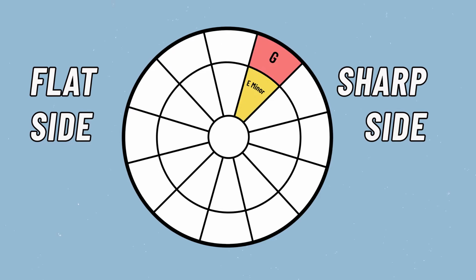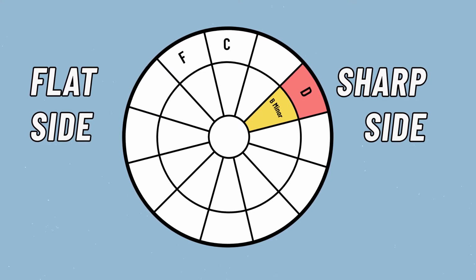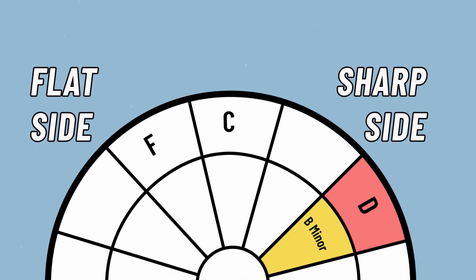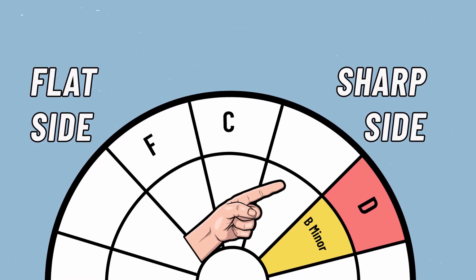So the keys of G major or E minor have 1 sharp, F. The next keys, D major or B minor, have 2 sharps, F and C, and you start to see a pattern emerging. And the pattern is that we need to keep a 1 segment space between the key you're looking for and the final sharp in the key.